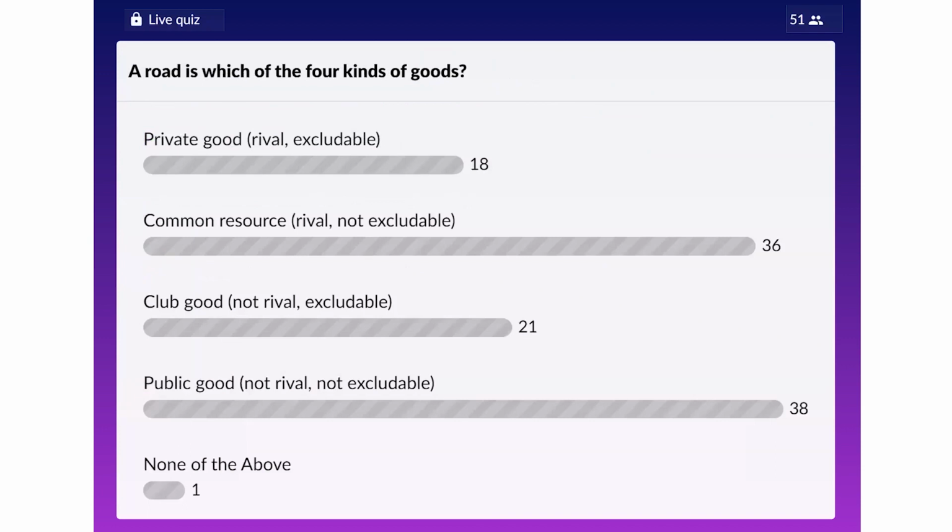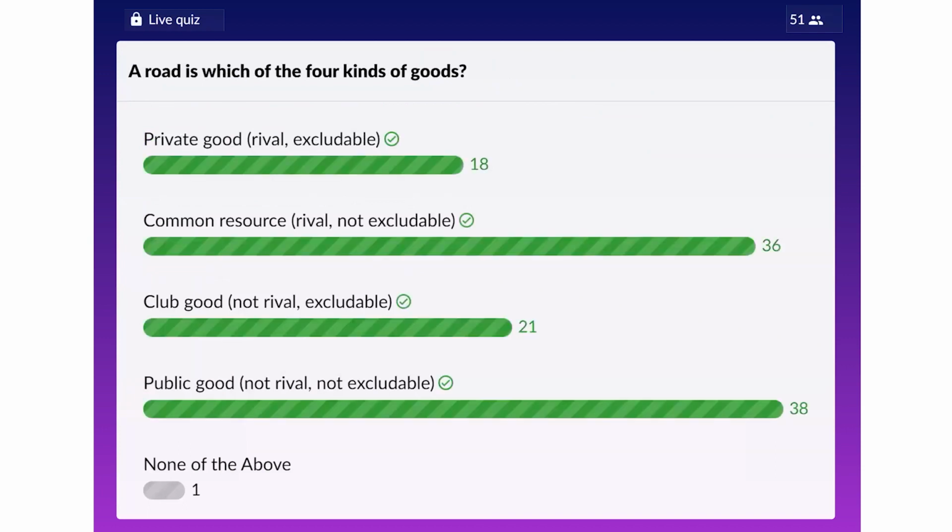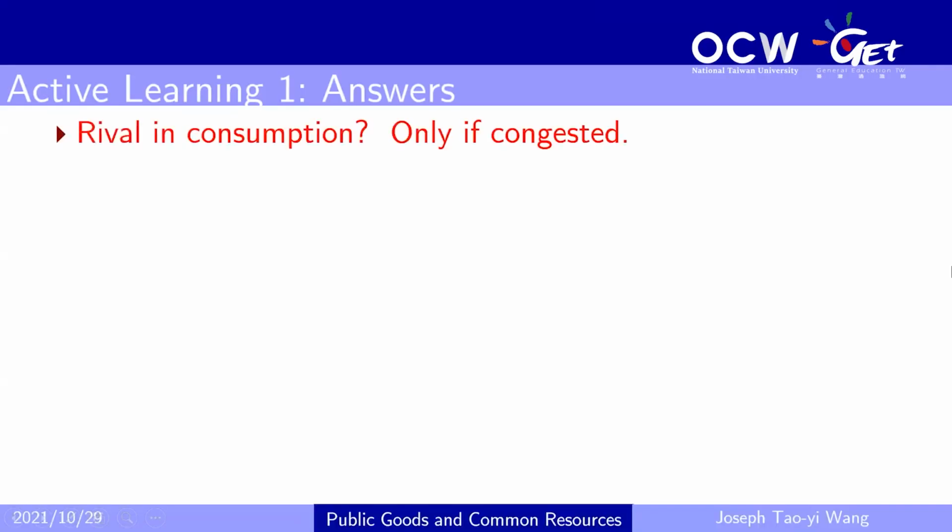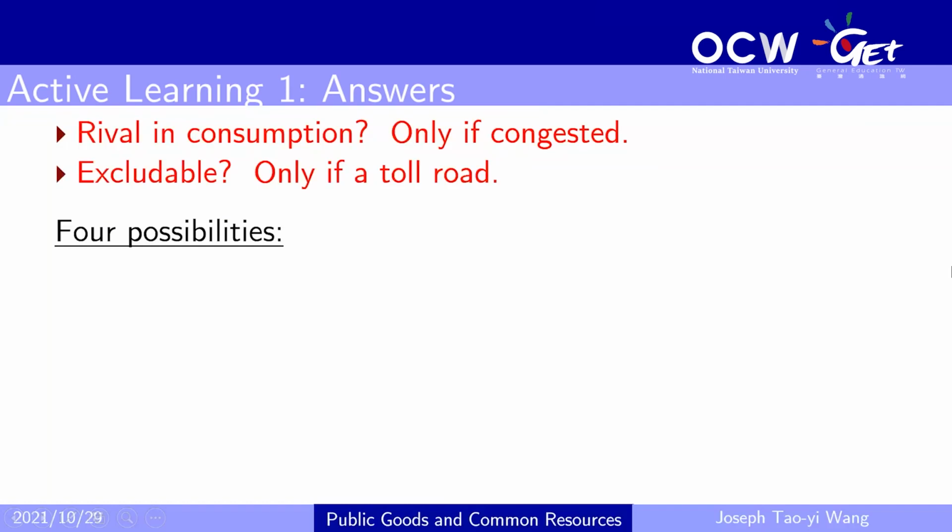We have a lot of different answers, and the answer is all 4 of them. Actually, I think any of the answers will get a point. But the key thing is this: is a road rival in consumption? It is only if it's a congested road, because then more cars on the road reduce the happiness or utility of other people using the road. Is it excludable? If it's a toll road, then it's excludable. So there are actually 4 different possibilities.